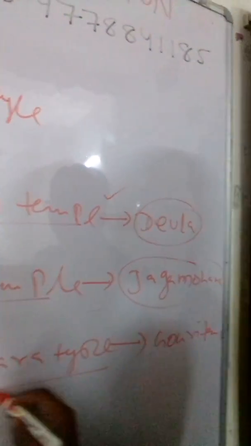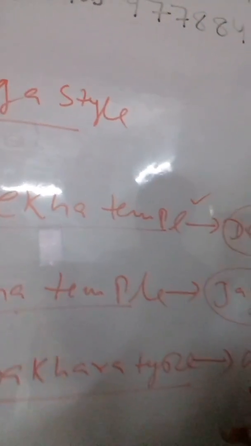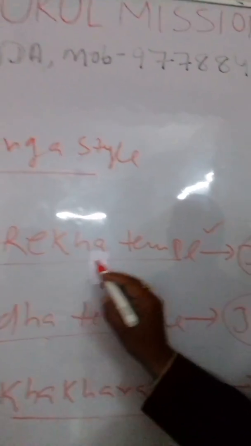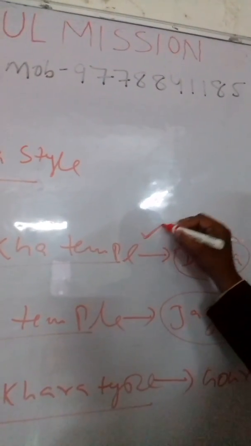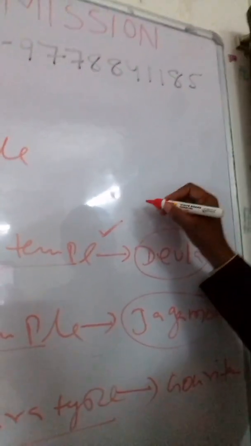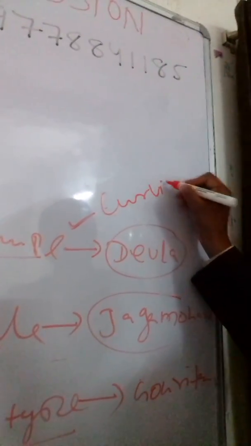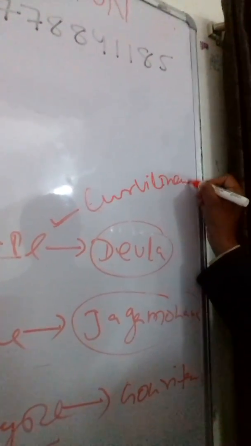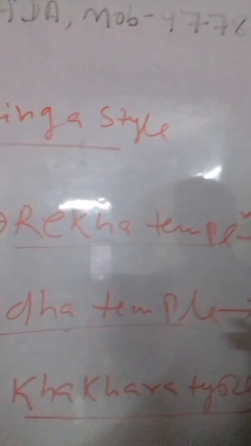Okay, so the next is your Rekha type of temple. As I told, the roof is semi-cylindrical, and the structure of this Rekha temple, if you see, has a curvilinear spire, which we often see in the general temples. So these are the types or orders of the temples.